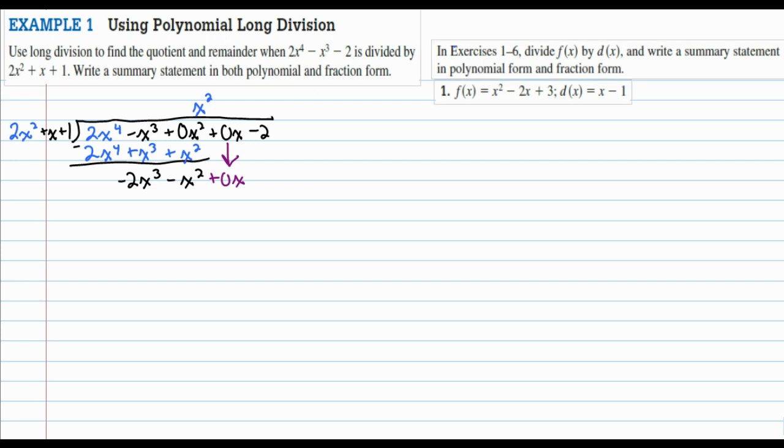Now the first term that I'm focusing on is this negative 2x cubed. How do you make 2x squared equal to negative 2x cubed? Well, you have to multiply by a negative x.